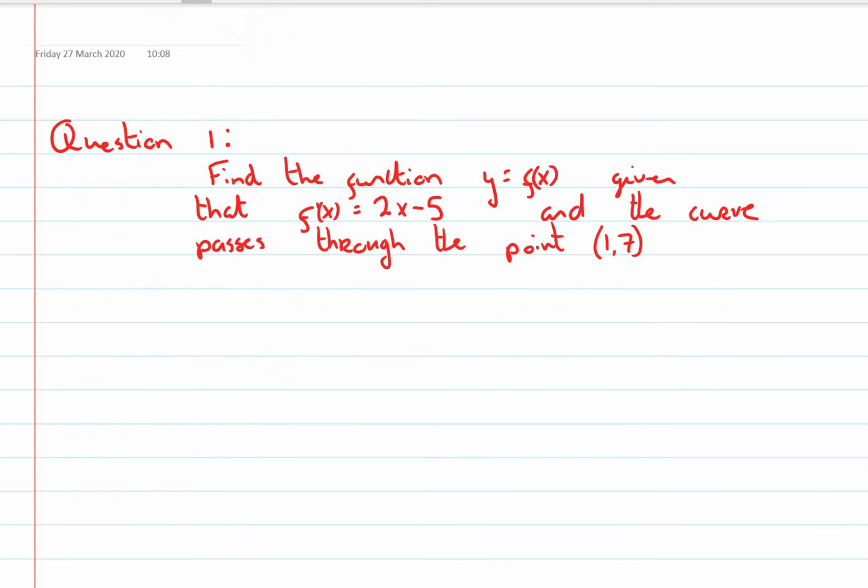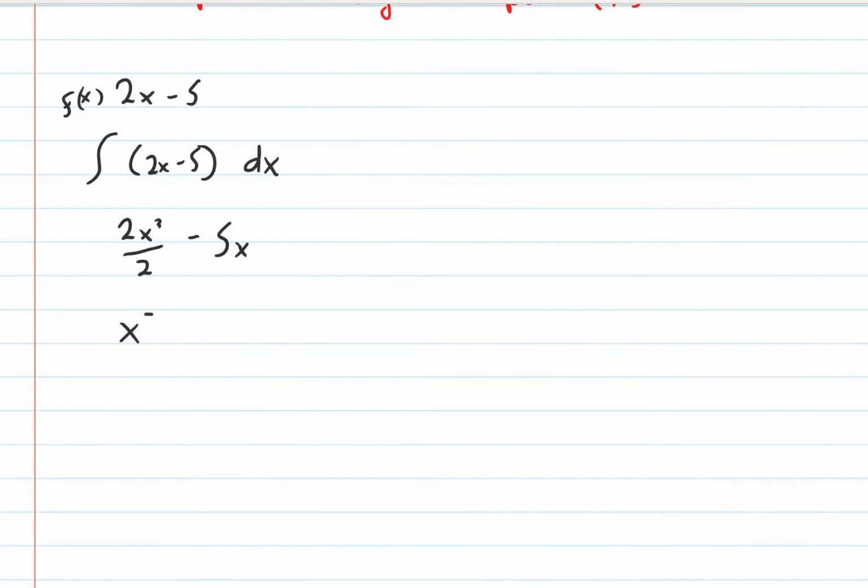Okay, so we'll do 2 questions to practice here. Again, this is very like the last one. Find the function y equals f(x) given that f'(x) is 2x minus 5 and the curve passes through the point (1, 7). So integrate this, we have 2x minus 5, that's f'(x). We're going to integrate it, the integral of 2x minus 5 dx, we will get 2x squared over 2 minus 5x. That will give us x squared minus 5x plus c.